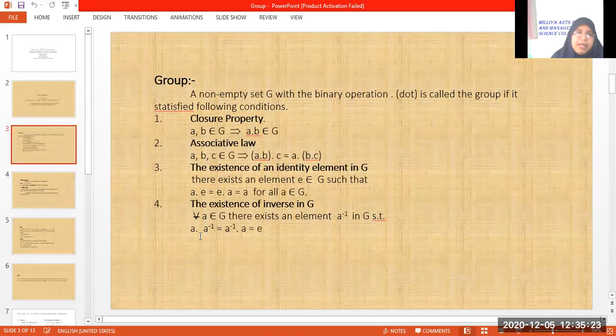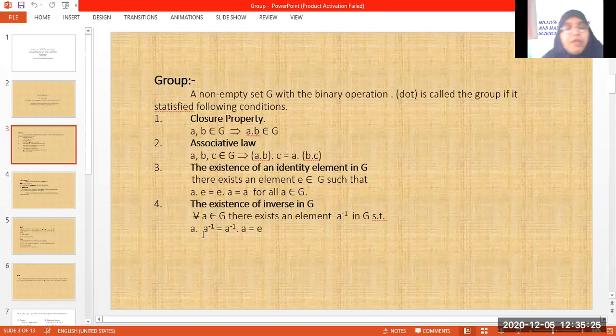And for multiplication, if there exists element 2, then 1 by 2 is the inverse of 2, and 2 into 1 by 2 is equal to the identity element, that is 1. So if these four conditions are satisfied in any non-empty set with any binary operation, dot does not mean multiplication only. Dot is any operation, that is addition, multiplication, union, intersection or any operation.